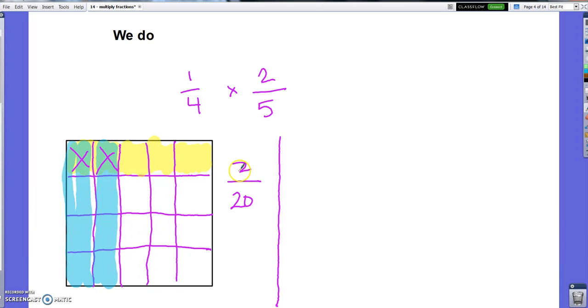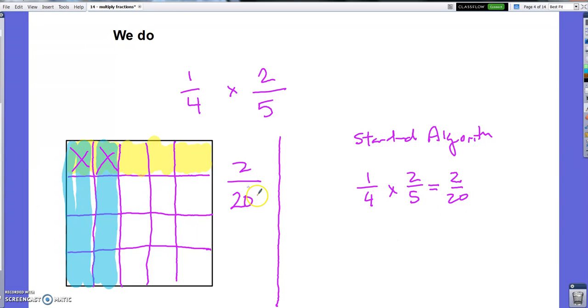And then my standard algorithm, again, only for multiplying, you'll notice that 1 times 2 is 2, and 4 times 5 is 20. So only for multiplying, no other operation with fractions, I can just do 1 times 2 is 2, 4 times 5 is 20, and I get the same thing. So that is actually the standard algorithm for multiplying fractions.